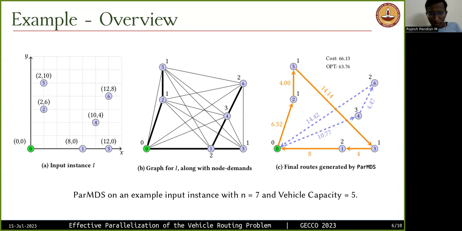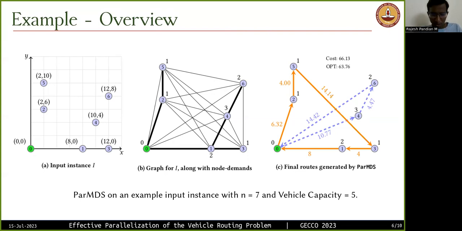So this will be the output solution of the PAR-MDS, which has 2 routes, one with orange thick edges and one with dashed blue edges. The cost of this route is 66 point something, whereas the optimum is 63 point something, which is just 4% away from the optimum. Right. So how do we get from the second figure to the third figure?